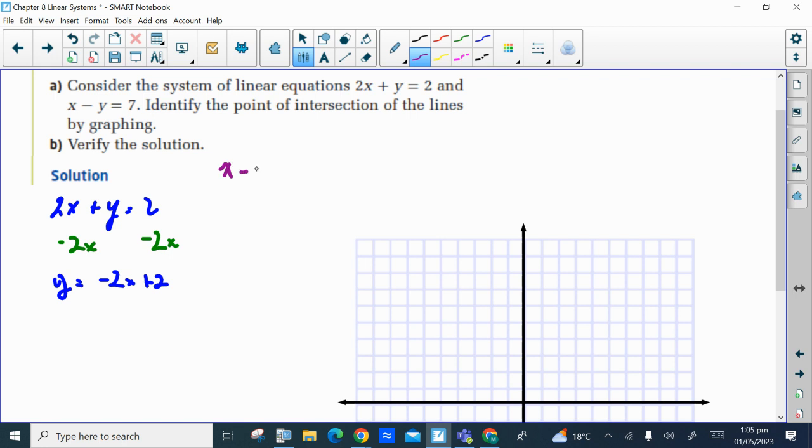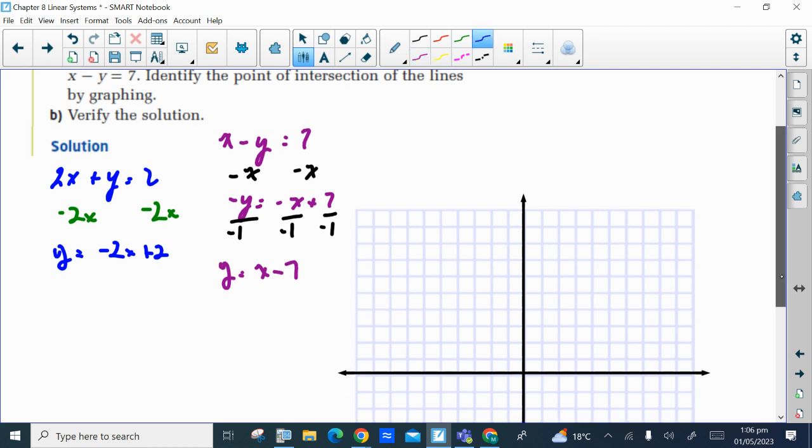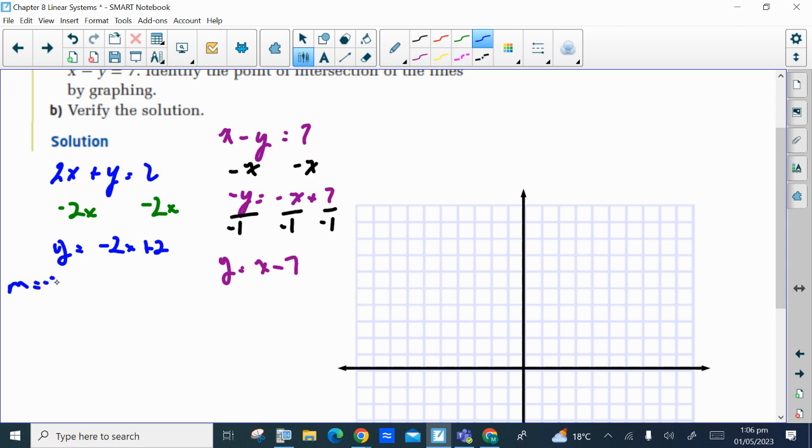The second equation, x minus y equals 7. If you subtract the x from both sides, it's still a negative y on the left. That'll be negative x plus 7. And now you have to divide everything on both sides by negative 1. And y will equal x minus 7 when you do that. So the first line, m the slope is negative 2 over 1. Our y-intercept is the point 0, 2.